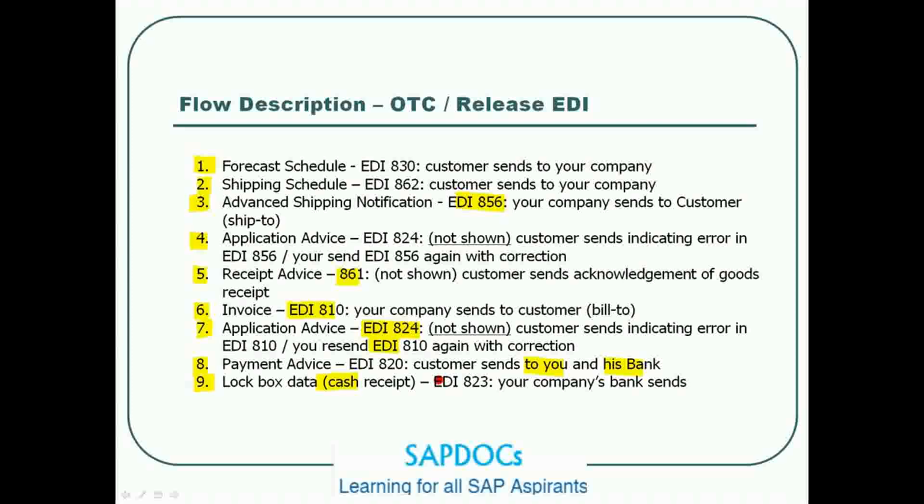So as we can see, a real life OTC, or order to cash process, which can be done with phone calls or fax, can be automated through EDI. The only difference from what we saw in the manual process, with fax or phone calls, is that all the data has to be keyed in manually in the system. But with EDI, all the data flow is automated.